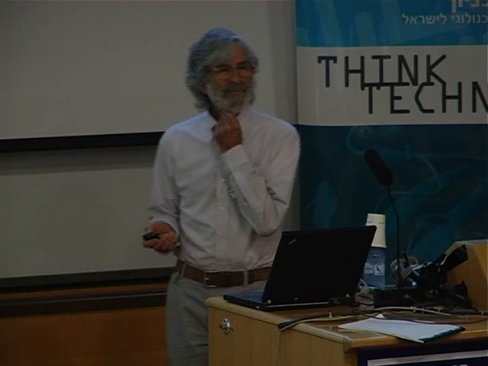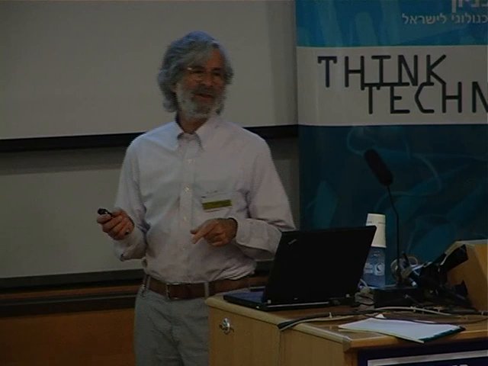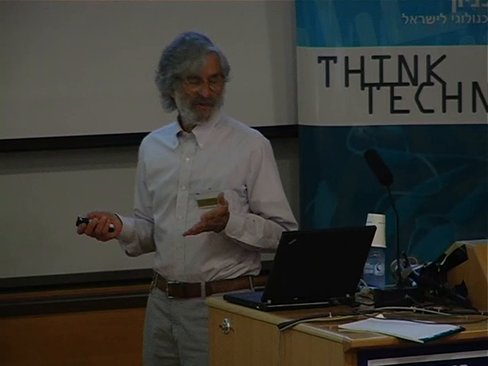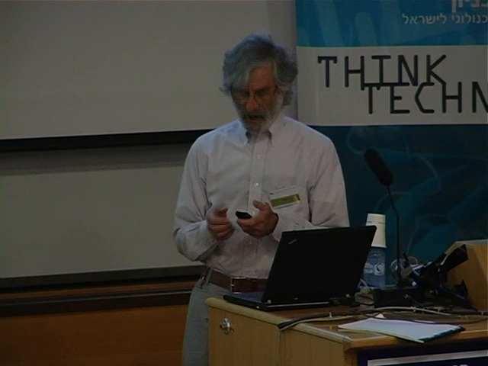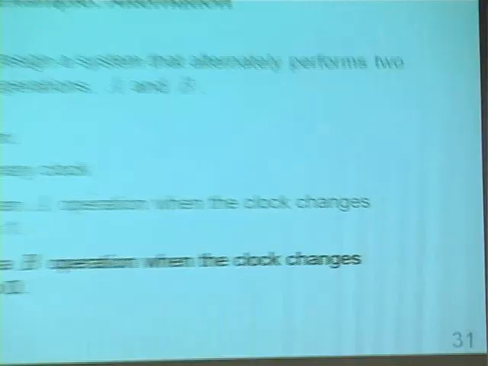Alternation. Problem. Design a system that alternately performs two operations. We'll call them A and B. So the first solution I'm going to use uses a binary clock. And what we're going to do is perform an A operation when the clock changes from 0 to 1 and perform a B operation when the clock changes from 1 to 0.